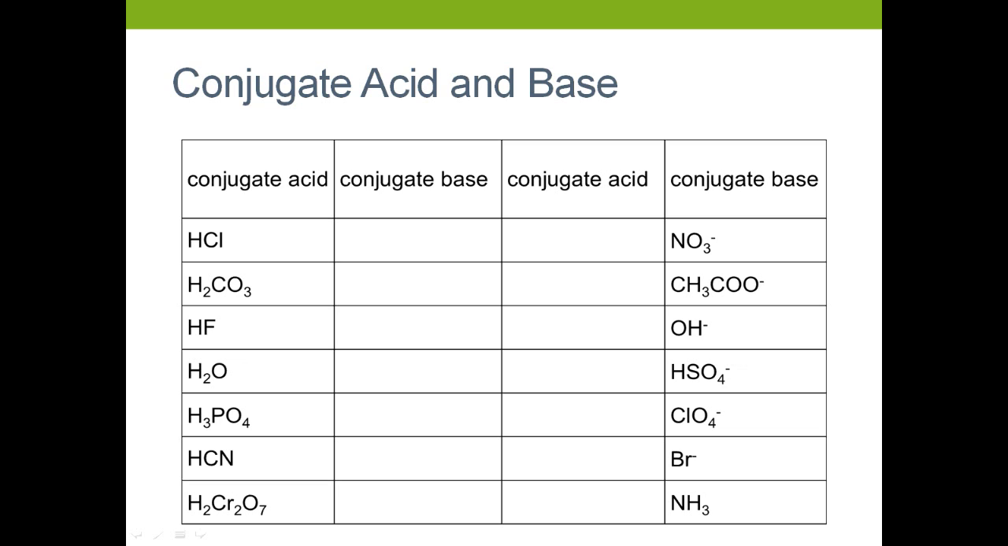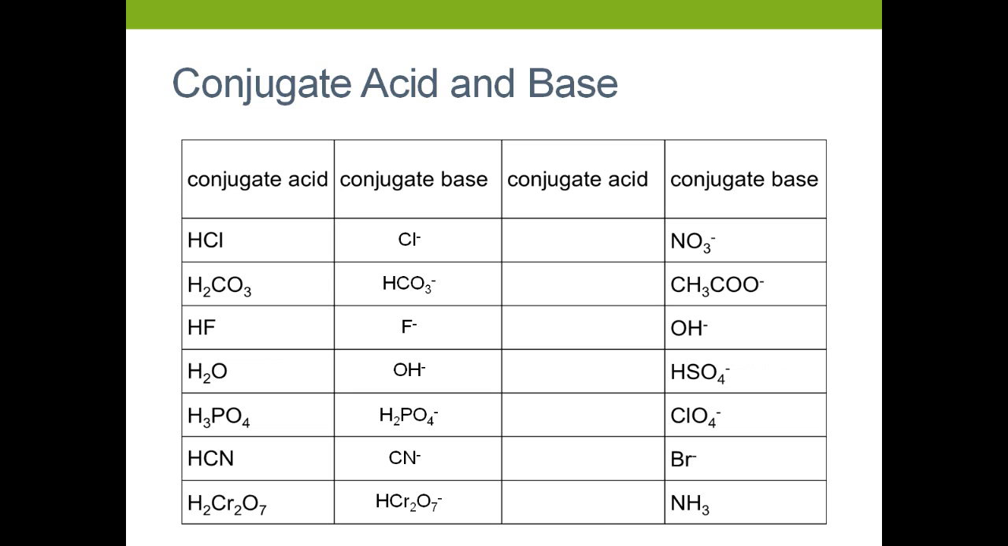Okay, let's see how you did. Well, HCl, if we remove a proton, we get Cl minus. H2CO3, if we remove a proton, we get HCO3 minus. HF, we get F minus. H2O, we get OH minus. H3PO4, we get H2PO4 minus. HCN, we get CN minus. And H2Cr2O7, we get HCr2O7 minus. A conjugate acid-base pair will always differ by only one proton.